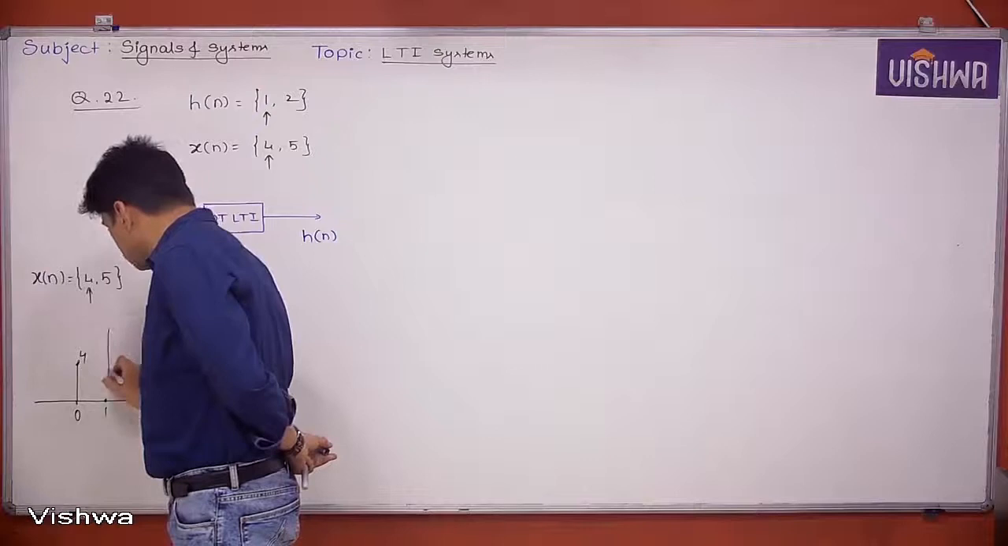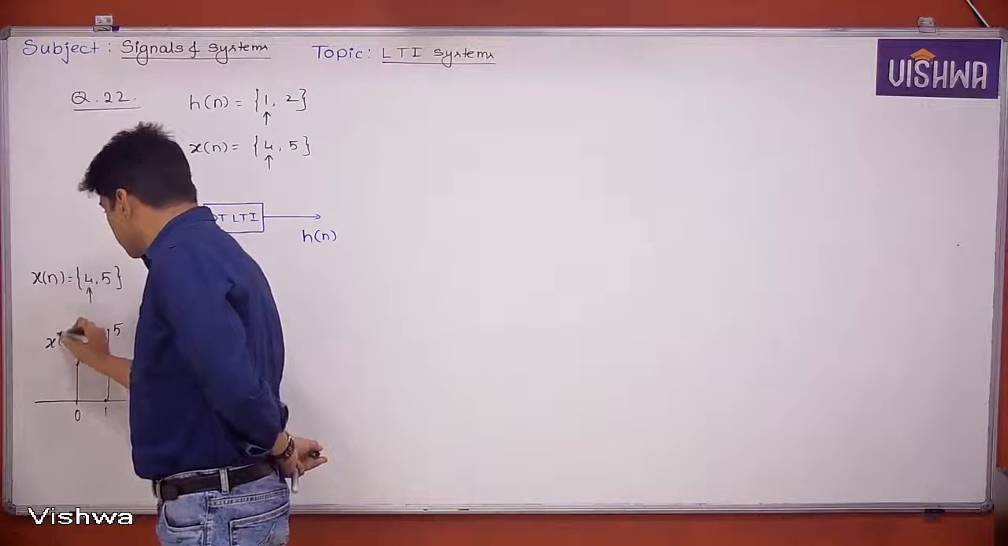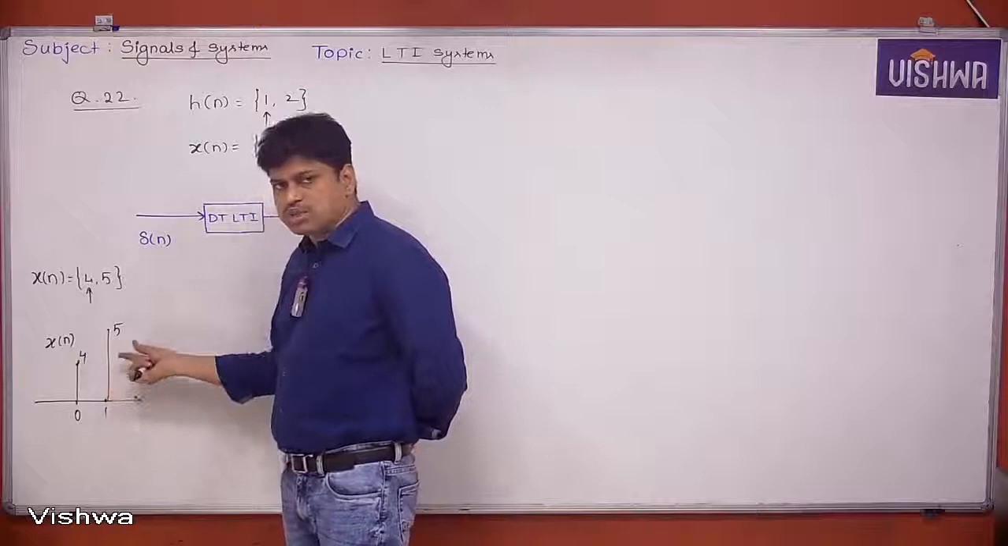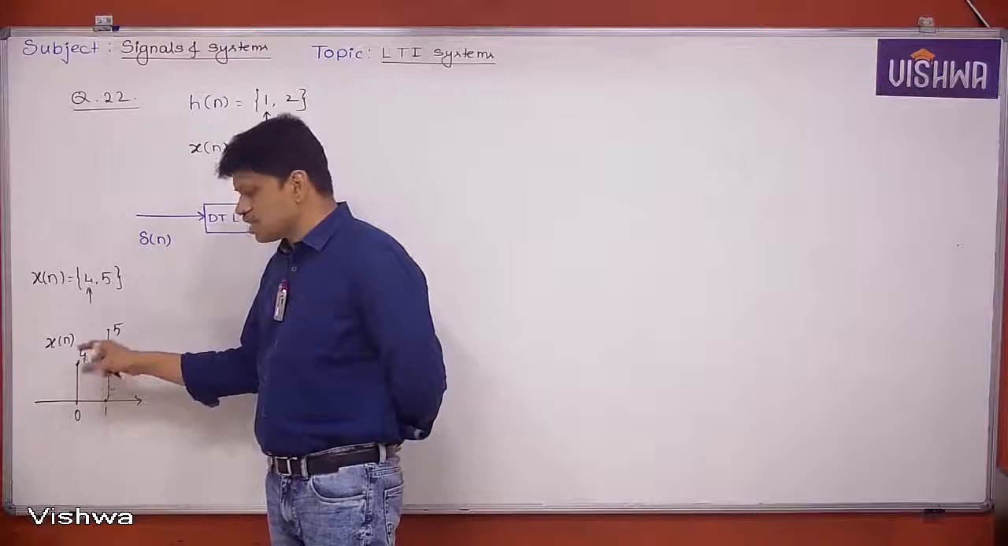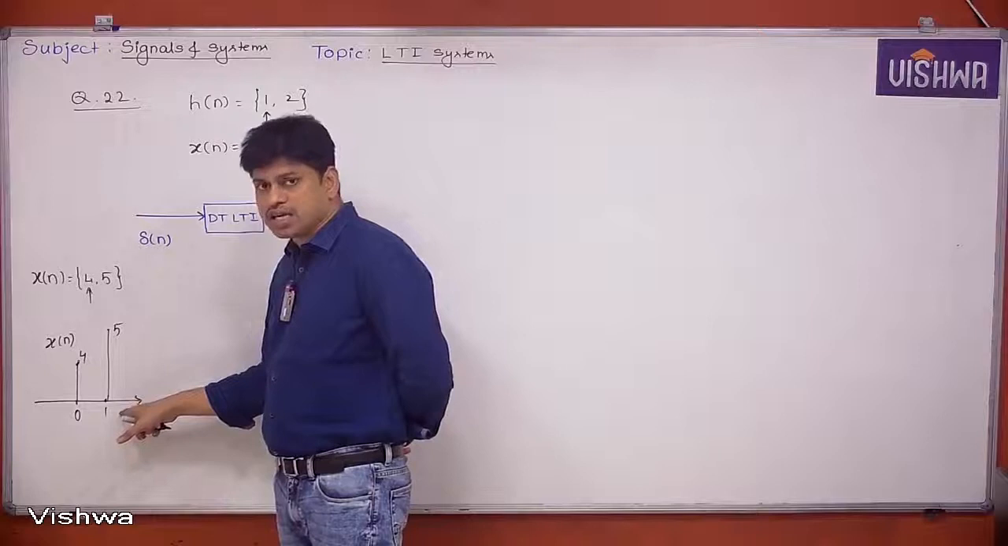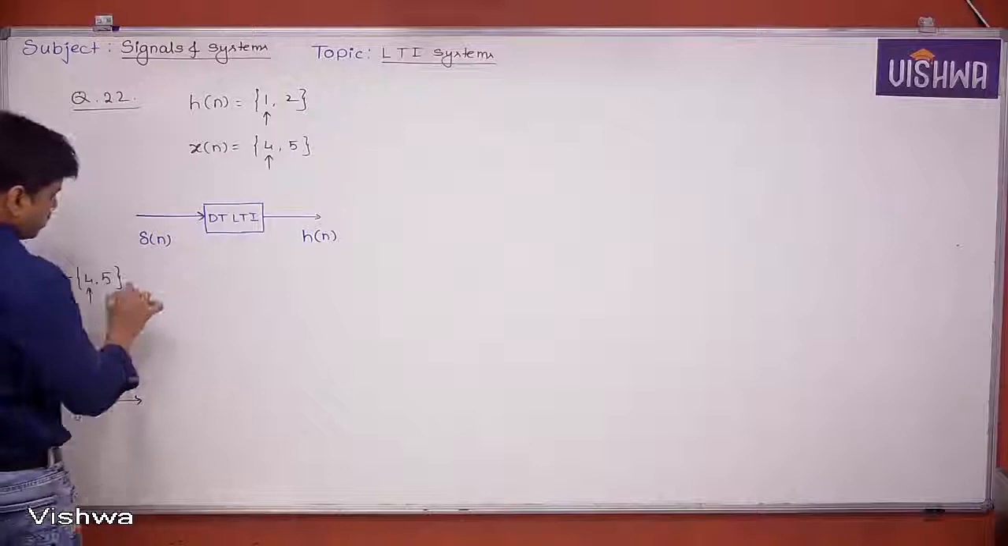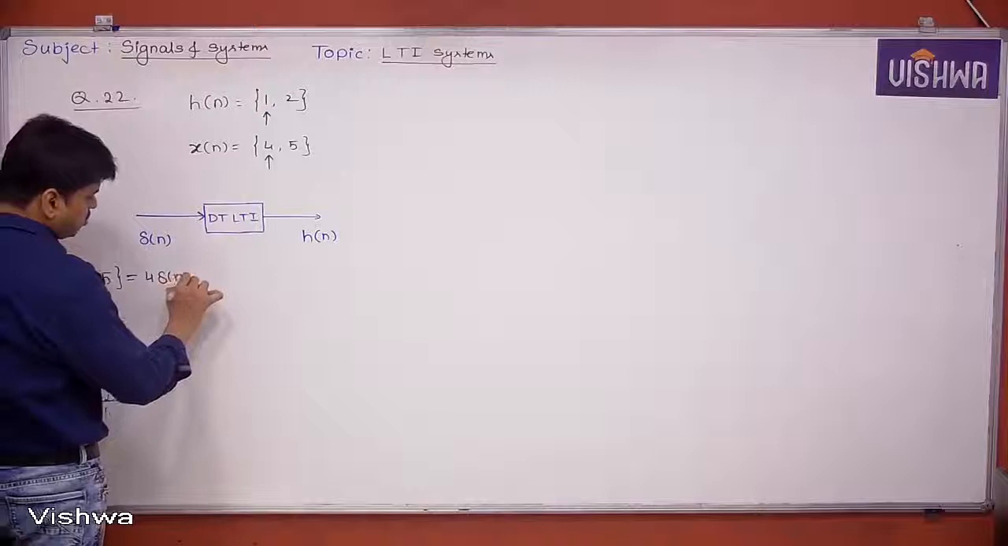That's what x of n. Now, can I represent x of n in terms of impulse functions? Yes. At 0, we have an impulse function with strength 4. And at 1, we have an impulse function delta n minus 1 with strength 5. So we can represent this x of n like 4 delta n plus 5 delta n minus 1.